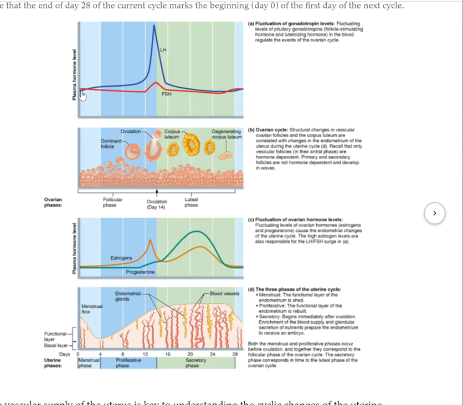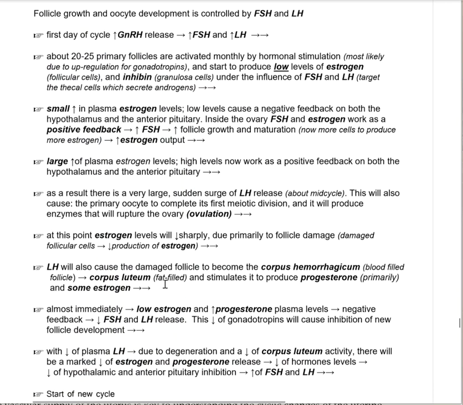So we're starting here at day 0, and we're looking at the levels of the different hormones and what's happening during ovulation. Okay? Now we'll go back and spend most of our time on this page, and the page before. So the first day of the cycle, GnRH, gonadotropin releasing hormone, releases number 1, FSH, and number 2, LH. Okay? Those two things happen.